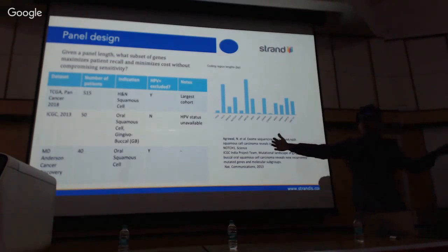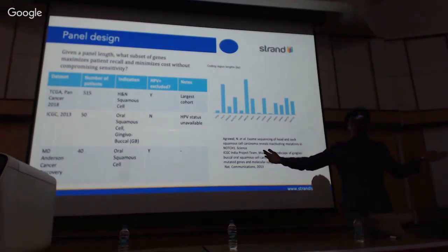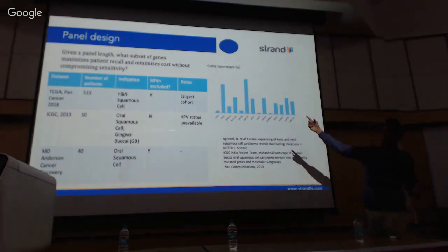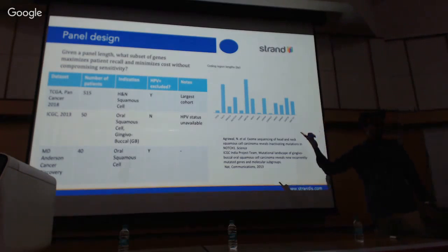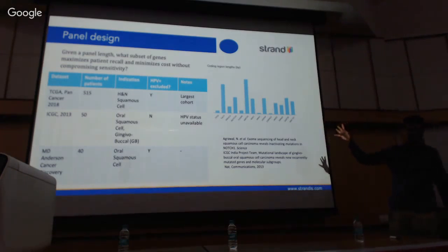Of course, if you sequence the entire genome, then you catch everyone, right? So the optimization problem we're trying to solve here is we have a budget, that's the panel length. What subset of genes maximizes the number of patients you can catch with that panel? So that's an optimization problem. And I'm not sure if it's in any bioinformatics textbook. It's not very classical, but it's the kind of thing that you have to do routinely if you have a budget, right?